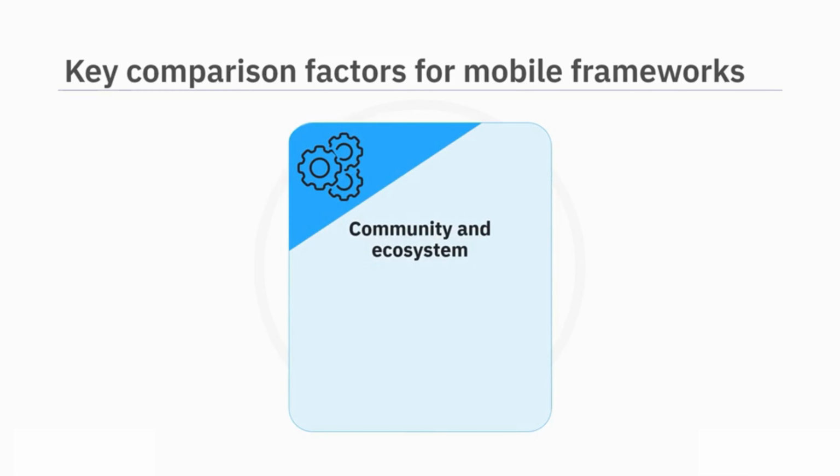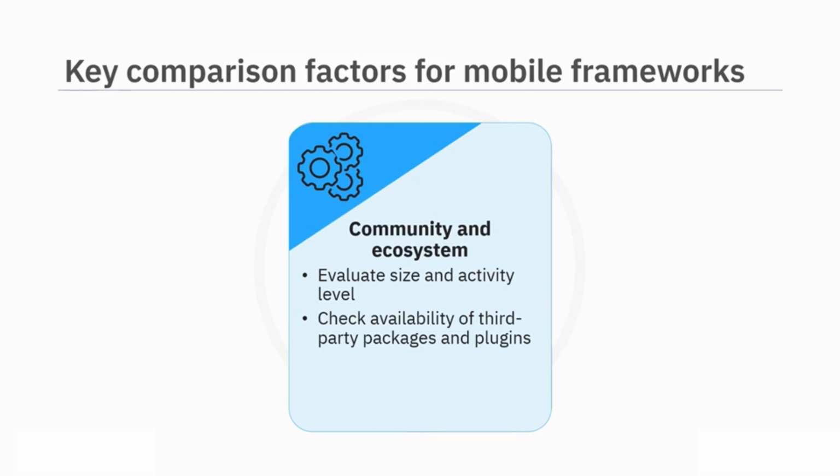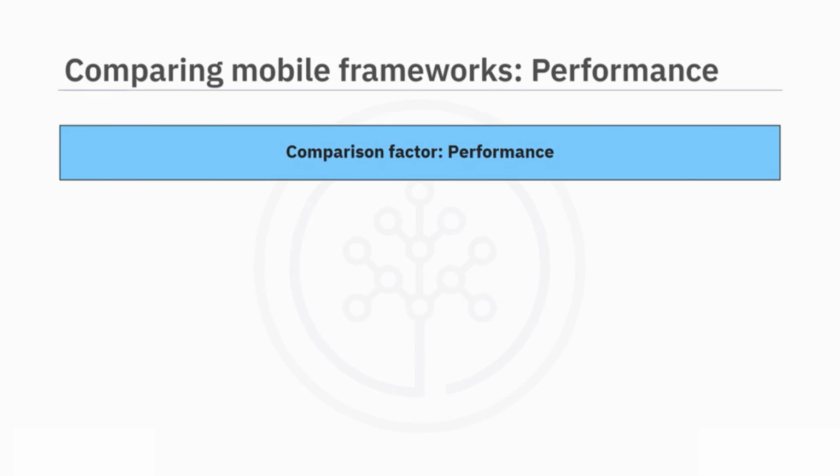Finally, it is important to look at the community and ecosystem aspects of framework. Evaluate the size and activity level of the framework's community, the availability of third-party packages and plugins, and the quality of documentation and support resources. Next, let's compare the mobile development frameworks in terms of these factors. Let's first compare in terms of performance.